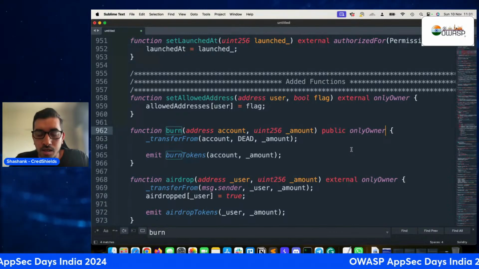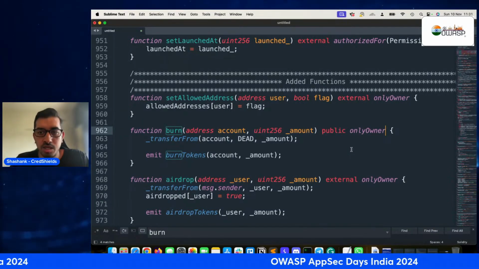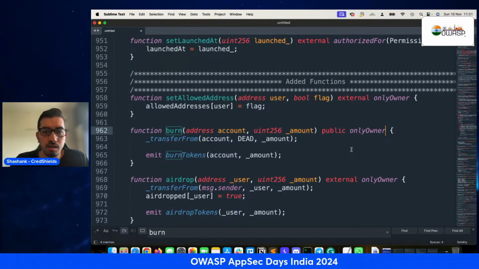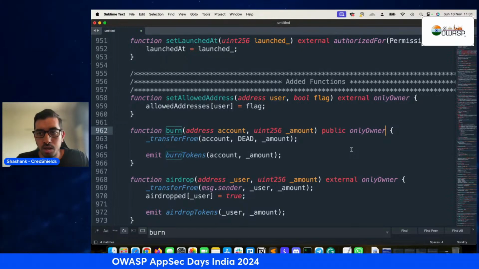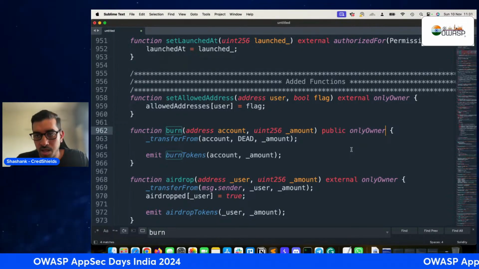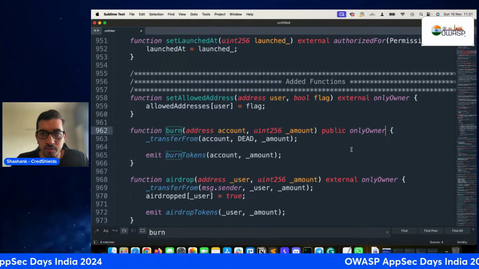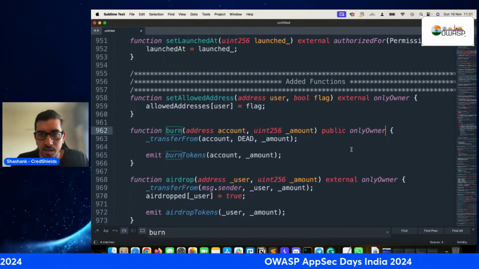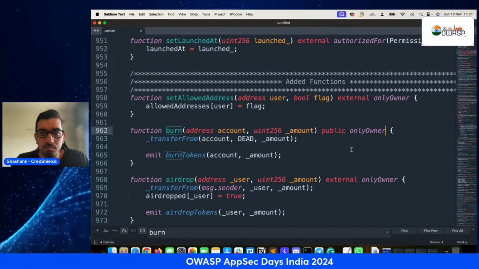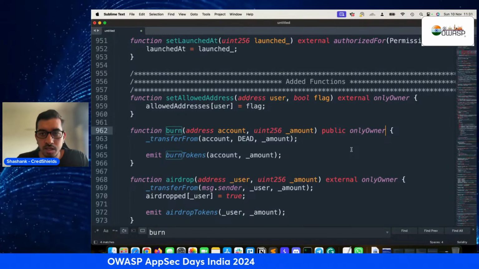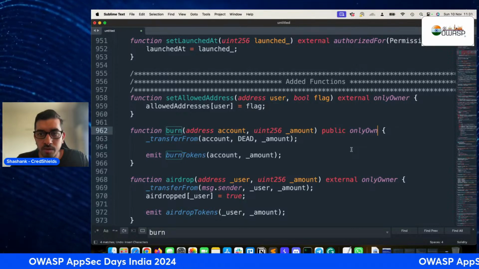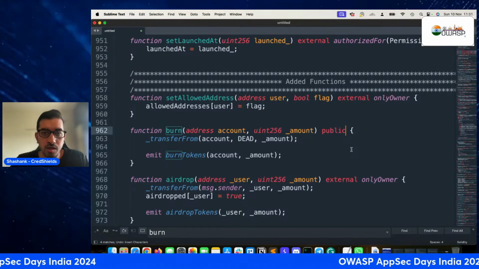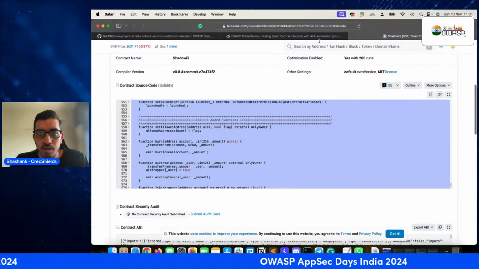So this is a classic mistake, a very simple mistake that developers make. They forget the modifiers, or they forget to add any other restrictions. And see, the loss was $316,000, which is a very big amount. So this was the actual vulnerability in the code.